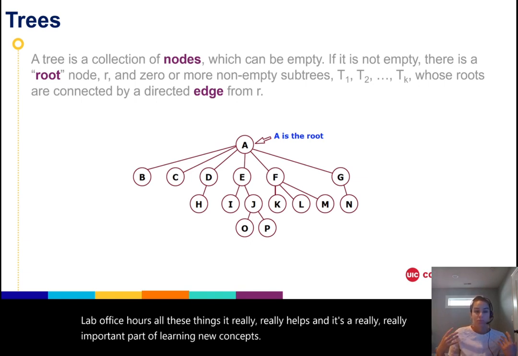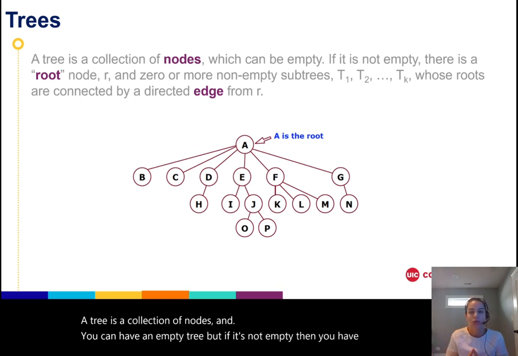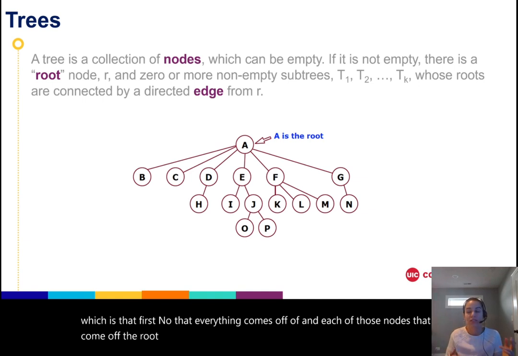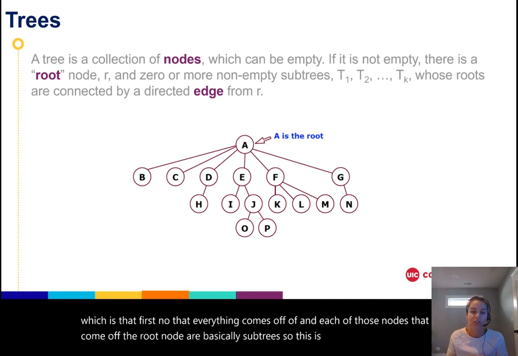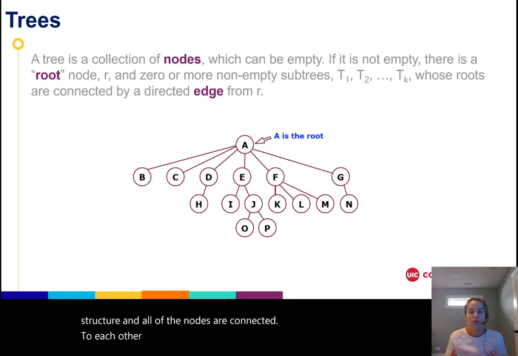So a tree is a collection of nodes, and you can have an empty tree, but if it's not empty, then you have a root node, which is that first node that everything comes off of. And each of those nodes that come off the root node are basically subtrees. So this is a very recursive structure, and all of the nodes are connected to each other by edges.